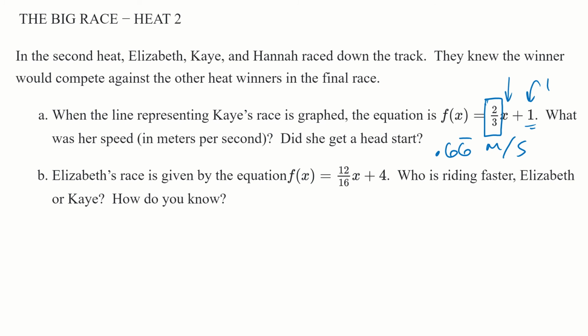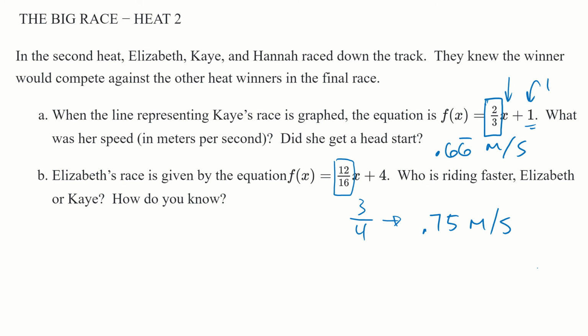Elizabeth's race is given by the equation 12/16 x plus 4. Who is riding faster? Well, if I take 12/16 and I reduce it, I notice that it has a common factor of 4. If I divide 12 by 4, I get 3. If I divide 16 by 4, I get 4. So it reduces to 3/4, but also expressed as a unit rate, it's 0.75. And these are again meters per second.